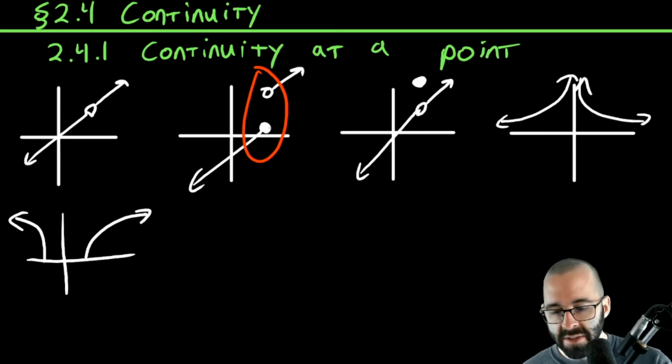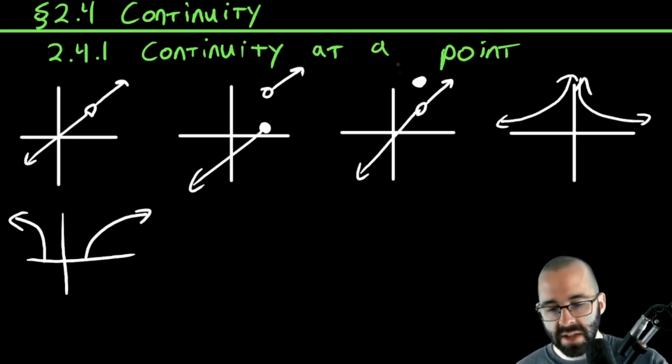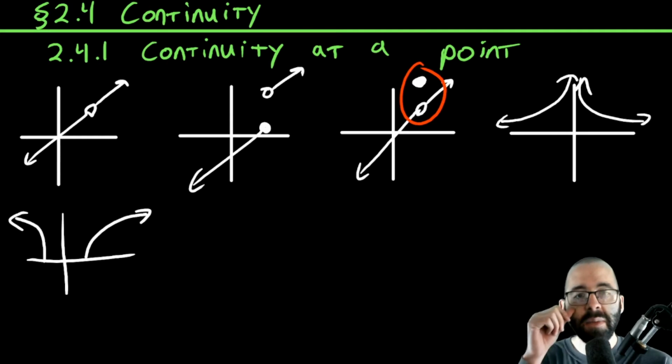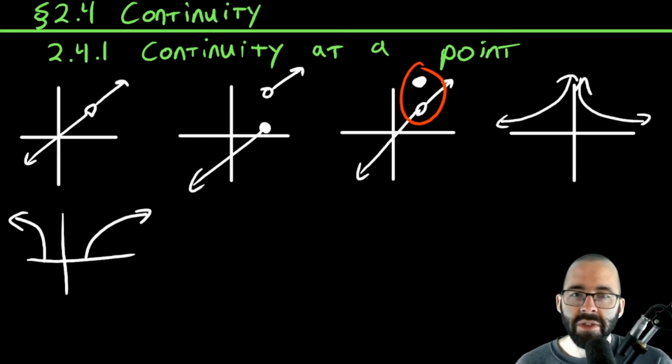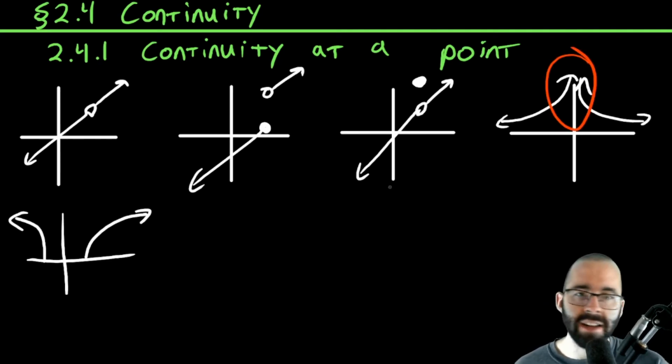Here, the limit doesn't even exist at this point. The limit from the left is this y value down here. The limit from the right is this y value up here. This is not continuous. Here, the function value exists, the limit value exists, but it's still not continuous. It's not connected. The function value is different from the limit. We'll re-examine that. Here, this function's not connected. It's not continuous. The limit pops off to infinity. Function's not even defined. It's not connected. The piece on the left is never going to connect with the piece on the right.